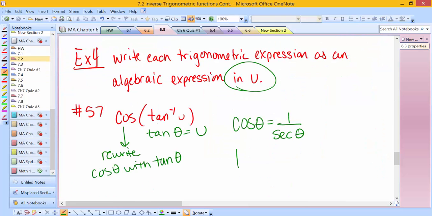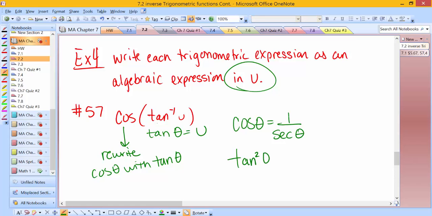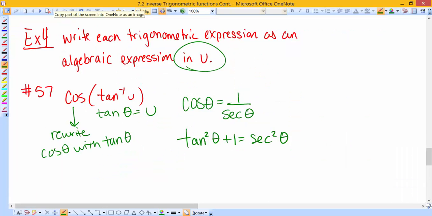So I don't have these memorized either. The only one I have memorized is the sine squared and cosine squared. So tangent squared theta plus 1 equals secant squared theta. This is good. I have a secant and I have a tangent. I want to rewrite this as secant so I can replace it in my fraction.